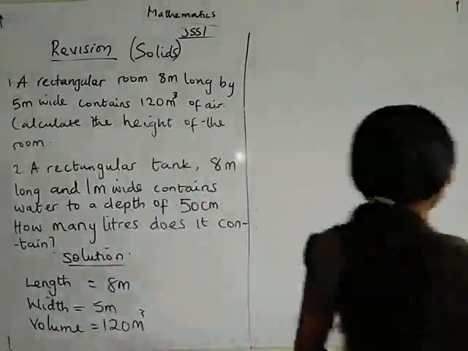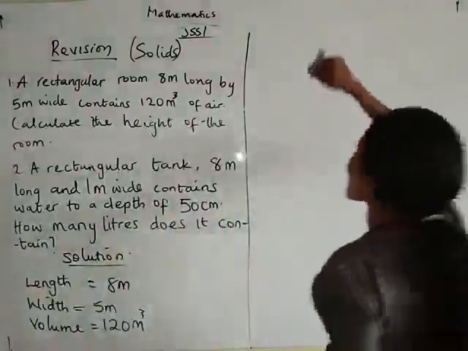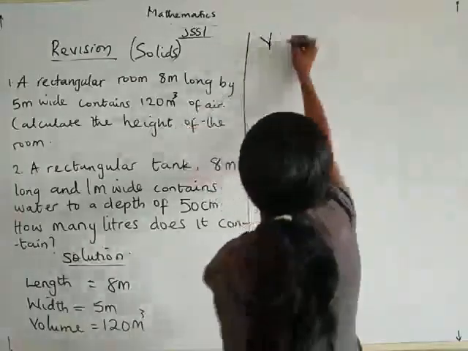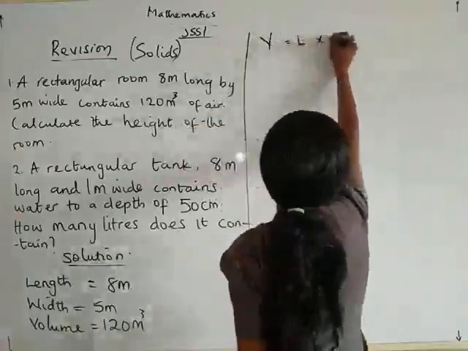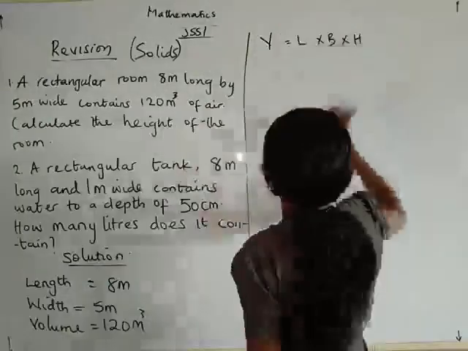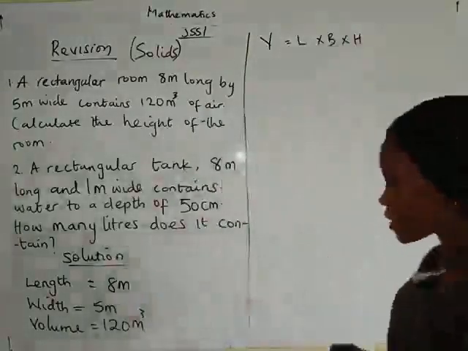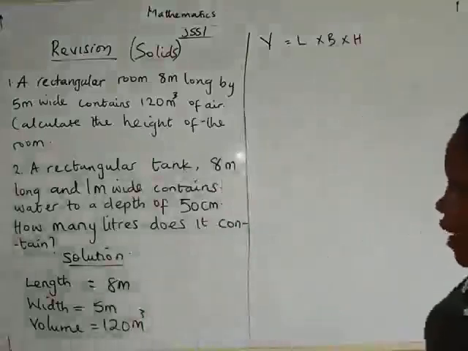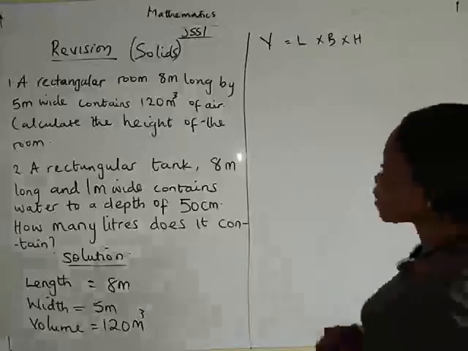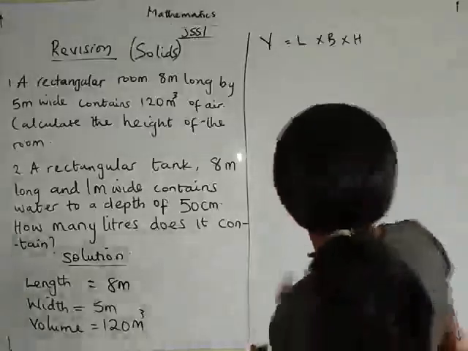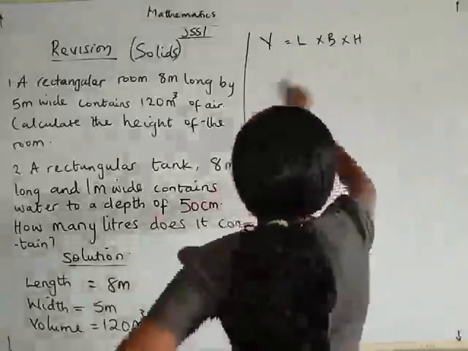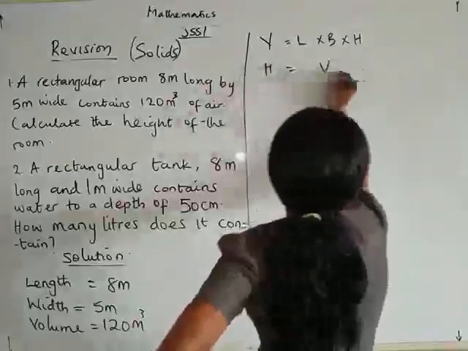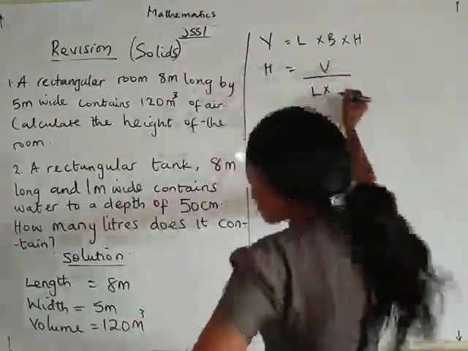How do we go about this? Remember we said in our previous class, this is likely to be a cuboid. The volume of a cuboid is equal to length times breadth times height. If you look at our parameters, we have the length, we have the breadth, which is the width, but we don't have the height, yet we have the volume. So we make height the subject of the formula. Our height will be equal to volume over length times width.